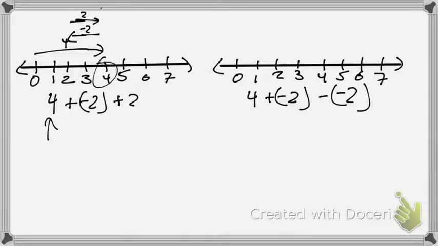Alright, then the problem on the right. This one we have a subtraction, right? So remember, subtraction, we don't really draw arrows for those. We just take something away. So here, I start off the same way. I go forward 4, go back 2. But next, we're taking away something. What are we taking away? We're taking away a negative 2.